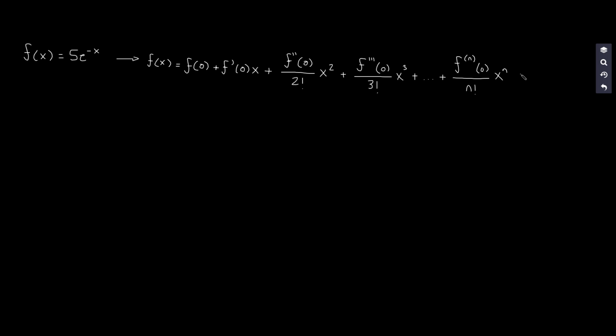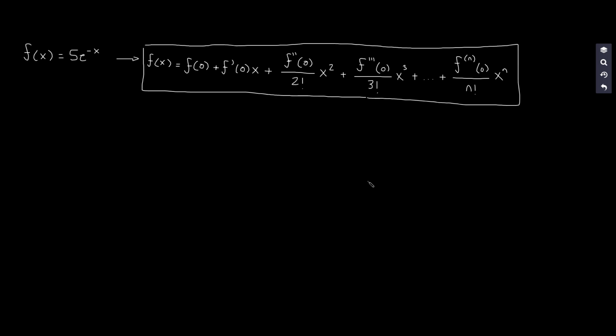And to determine the first non-zero terms of this series, we'll start by evaluating. Maybe I should box this up. To determine the first non-zero terms of the series, we want to start by evaluating what f(0) is, right? Because we're going to find 1, 2, 3, 4.